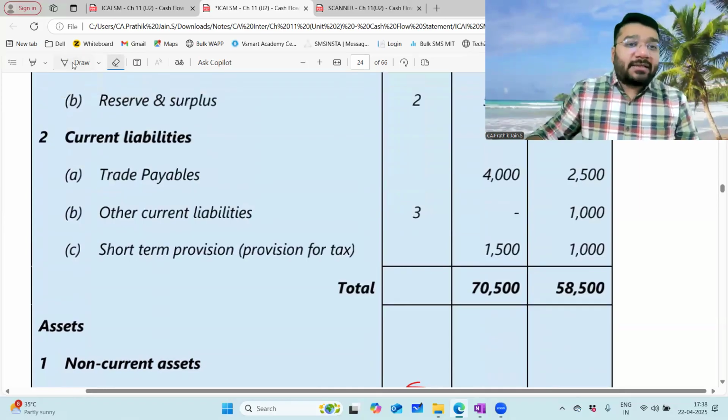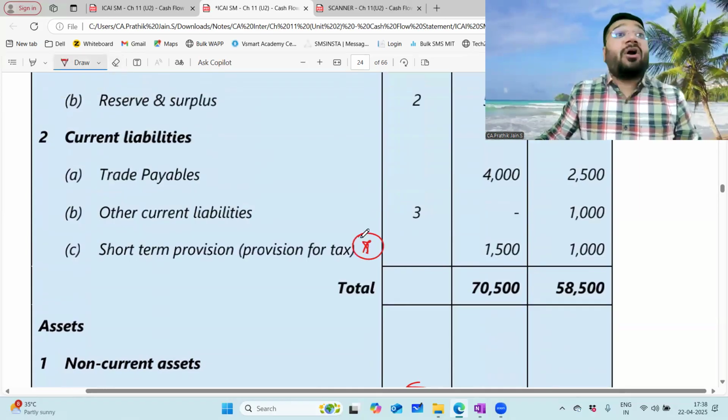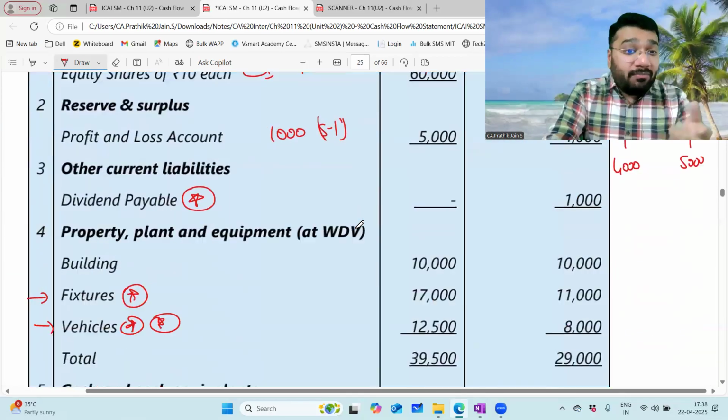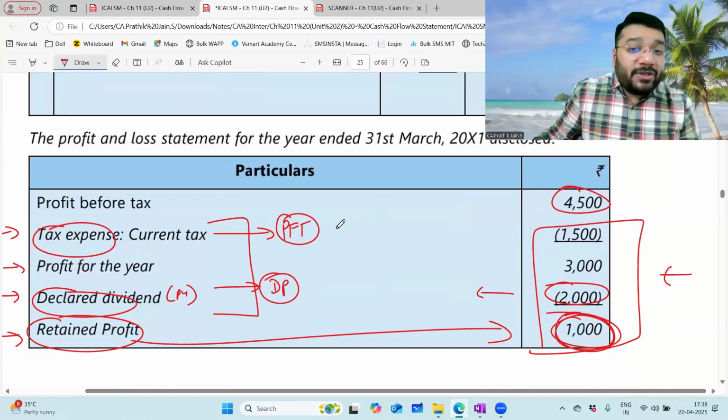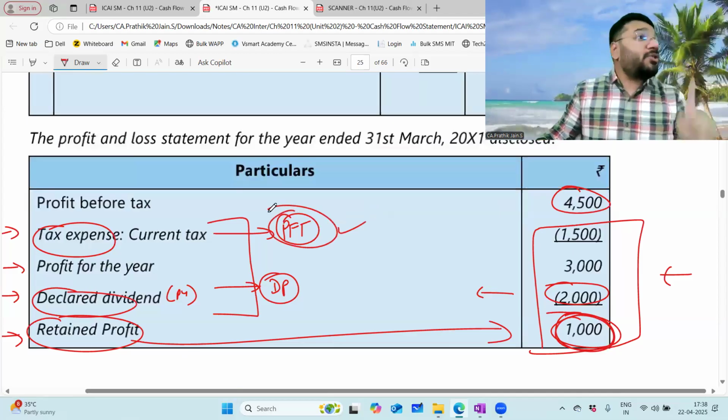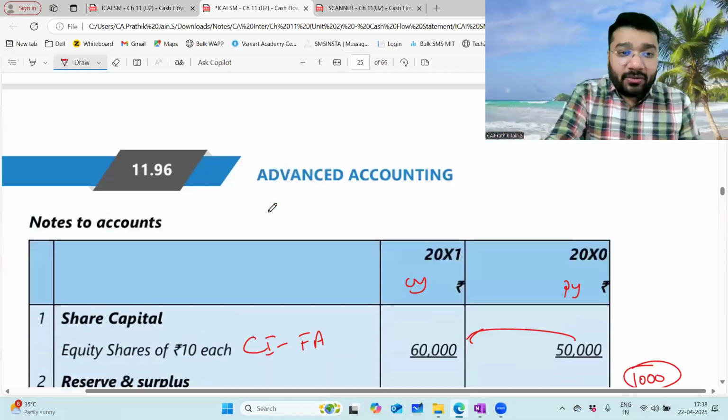Short-term provision for tax. Can I put one star mark here? Why? Because the provision for tax of current year is given in my tabular column below. Here they've given the provision for tax. So rightly guessed, this is going to affect your provision for tax ledger. Okay.